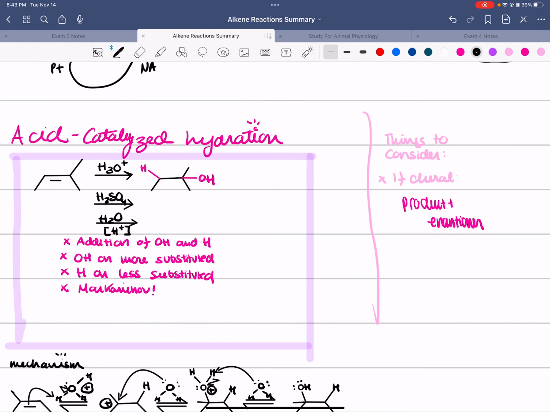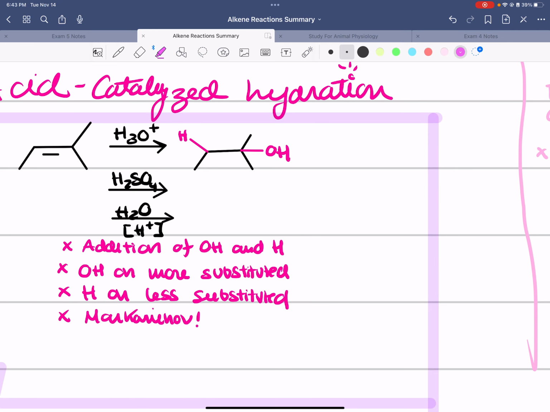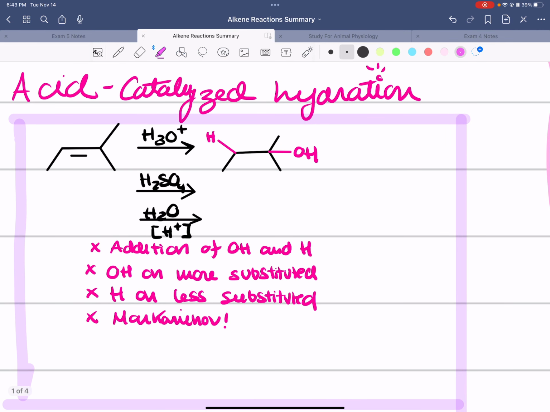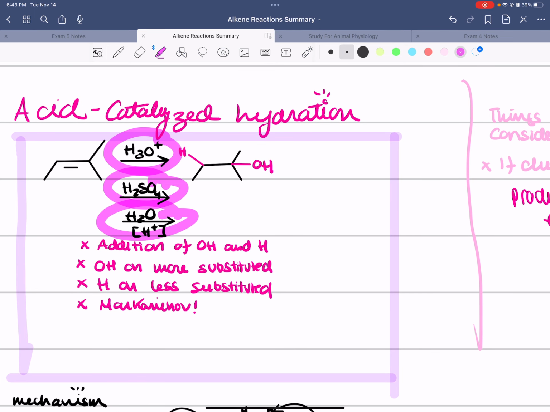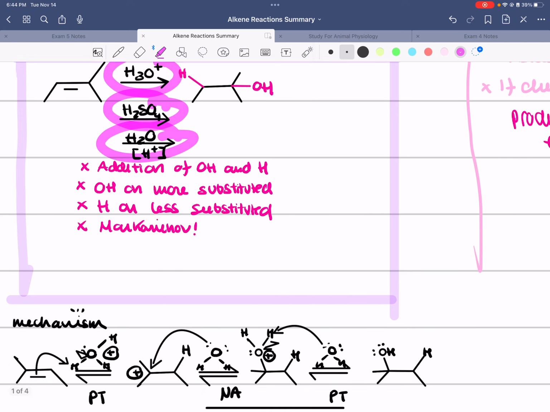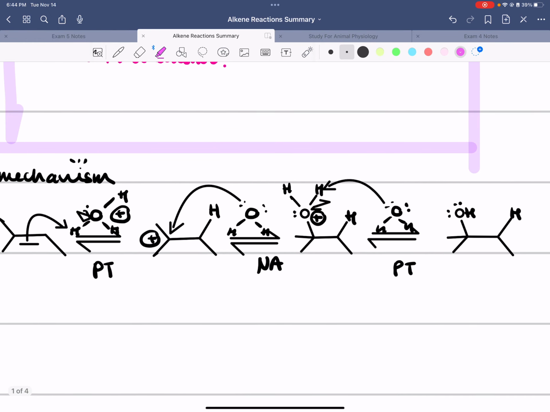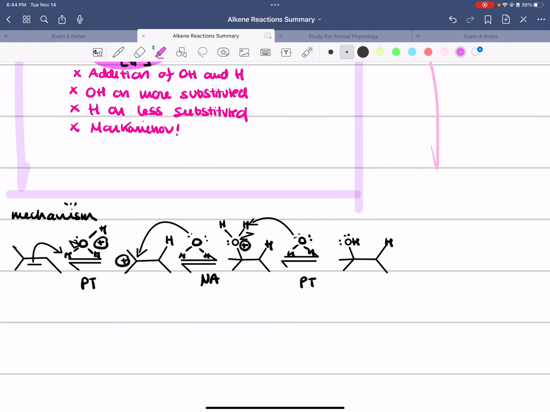Then we can go to acid catalyzed hydration. In acid catalyzed hydration, there are different ways that you're going to see it. You can either see it in this form, in this other form, or in this other form. So acid catalyzed hydration is the addition of an OH and a hydrogen. Your OH will go on the more substituted carbon and your hydrogen on the less substituted. And this is a Markovnikov addition. This will be the mechanism for it, just in case: a proton transfer, a nucleophilic attack, and then a proton transfer again.